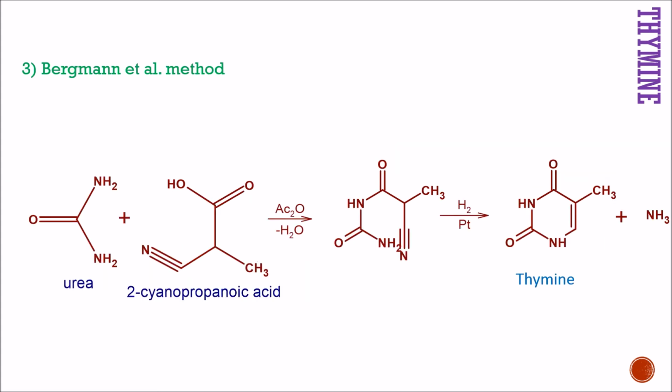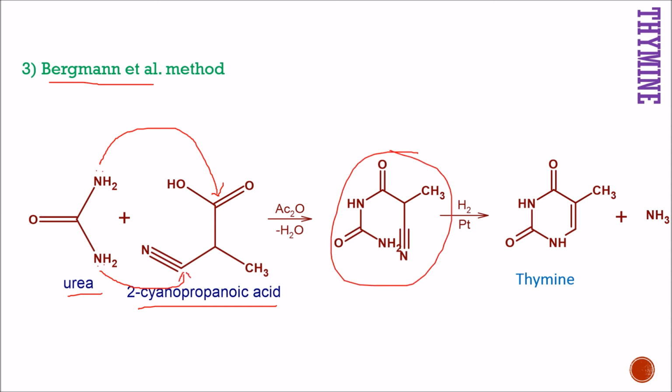Third method is given by Bergman et al. Here they have used urea and 2-cyanopropanoic acid as a starting material. Here again lone pairs of nitrogen attack to the carbonyl carbon over here, and another nitrogen lone pair attack to nitrile carbon and forms a ring structure in presence of acetic acid. 1 mole of H2O liberated from this part. After reduction of this in presence of H2/Pt, it forms a structure of thymine by releasing one ammonia gas molecule.